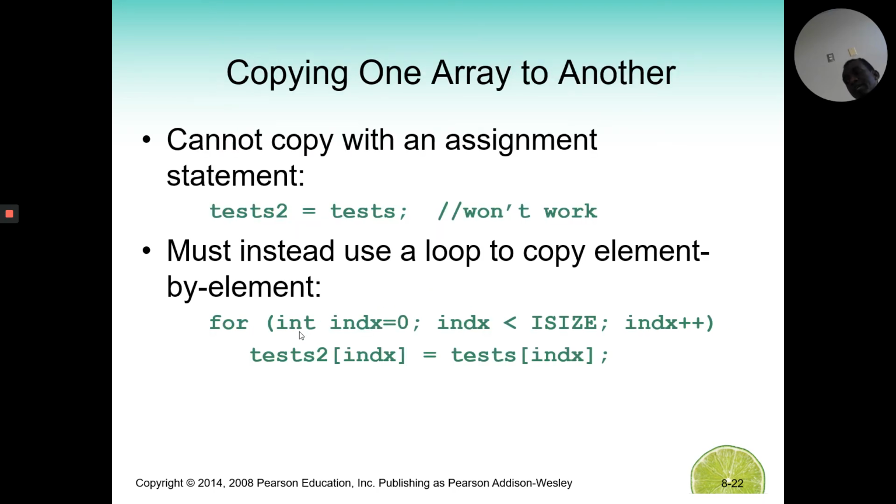You cannot copy arrays with an assignment statement. So if you say test2 equals test1, this won't work. It has to be whatever the subscript or the index is. You can use a loop to copy element by element. So integer index equal to 0, less than the size, index plus plus. And then here you can say test2 at the index equal to test1 at the index.